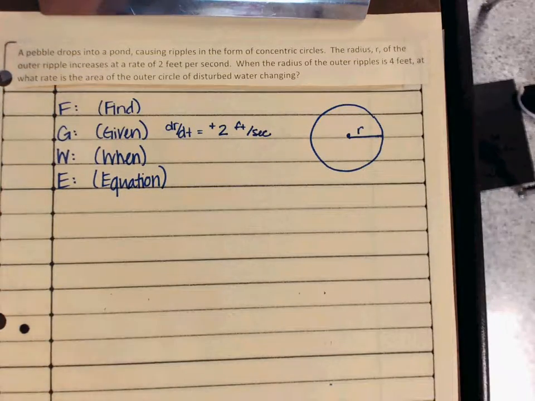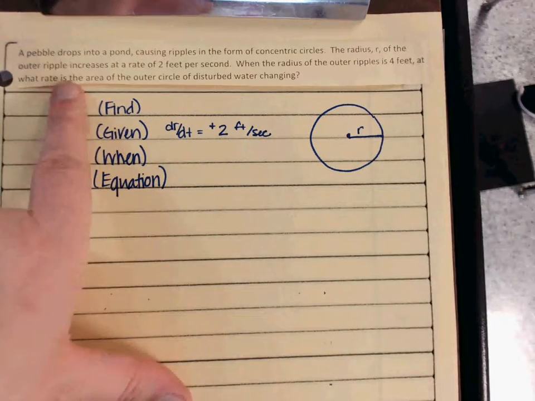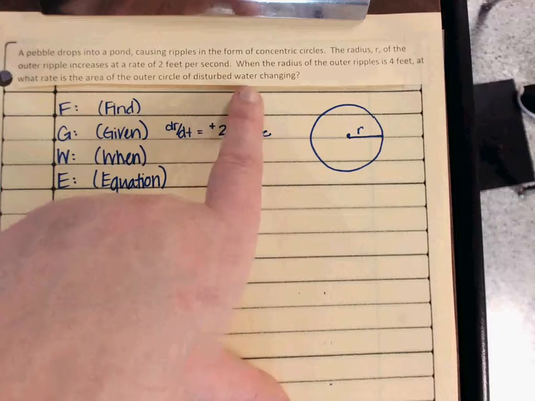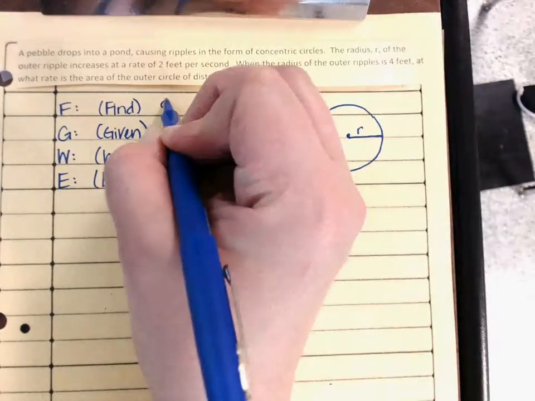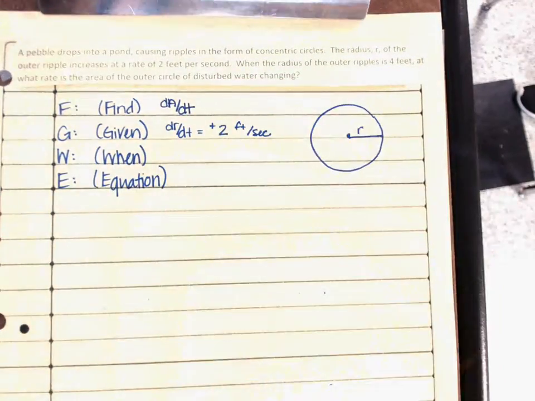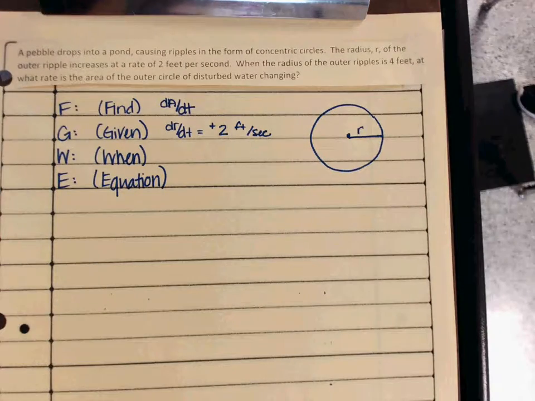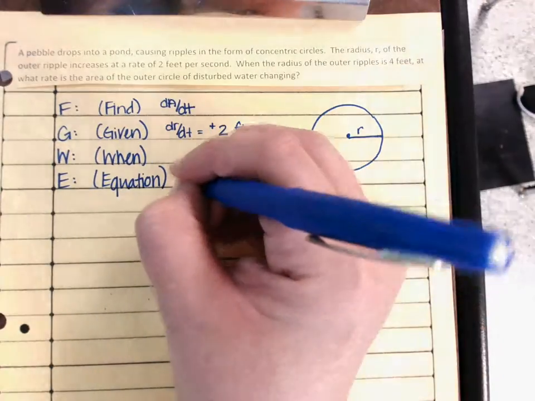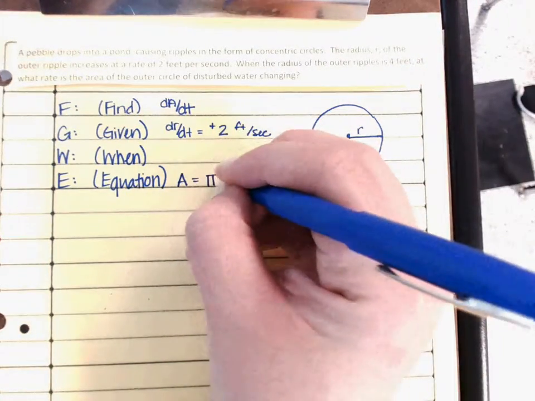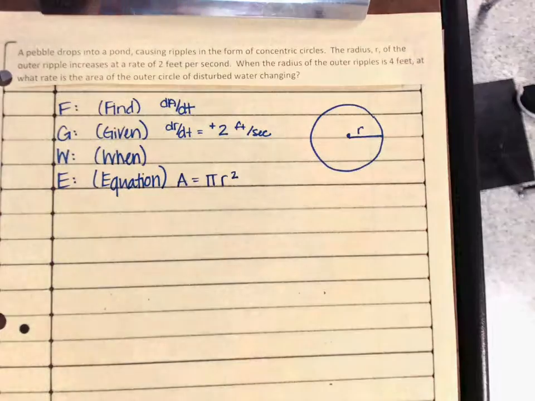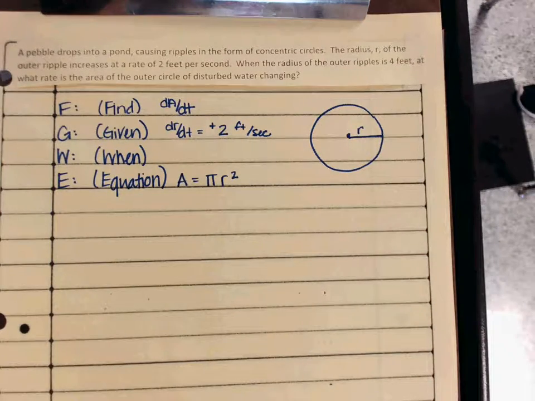Okay, next, I want to find the rate that the area of the water is changing. I'm going to find dA/dt, where A will be the area of the water inside the ripple. So my equation is going to be area equals pi r squared. Now let's look for our when. Did it say when the radius of the ripple is what? 4 feet.